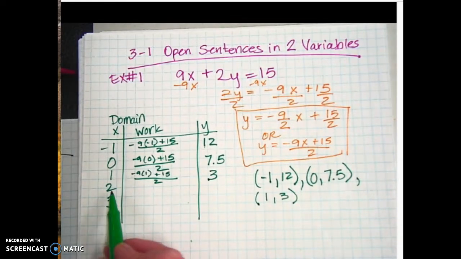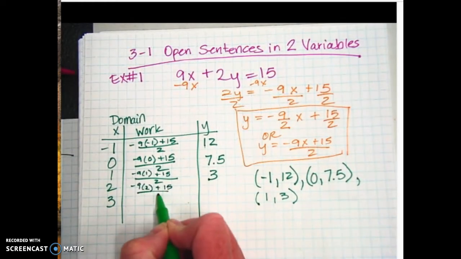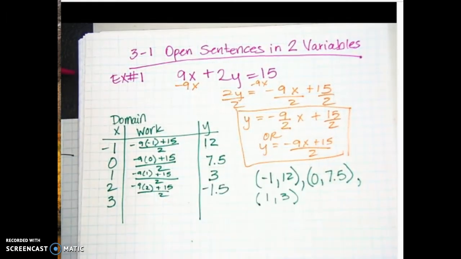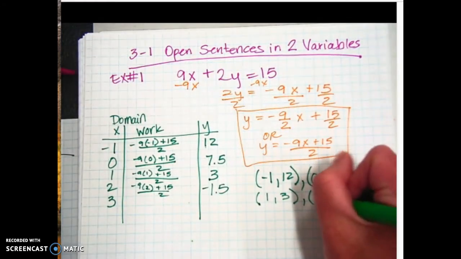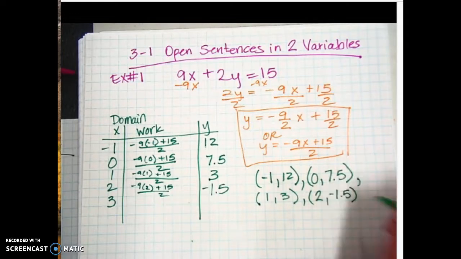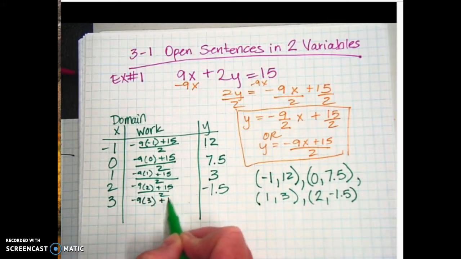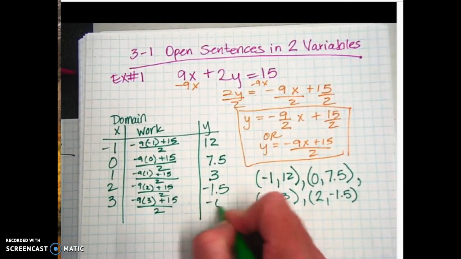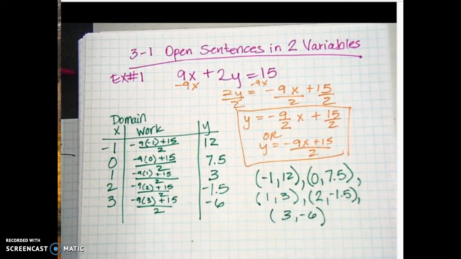Now let's plug in positive 2. So we have negative 9 times 2 plus 15 divided by 2. I got negative 1.5. So the fourth coordinate pair is 2, negative 1.5. And let's just do one more. So negative 9 times 3 plus 15 over 2. I got negative 6. So the last one is 3, negative 6.